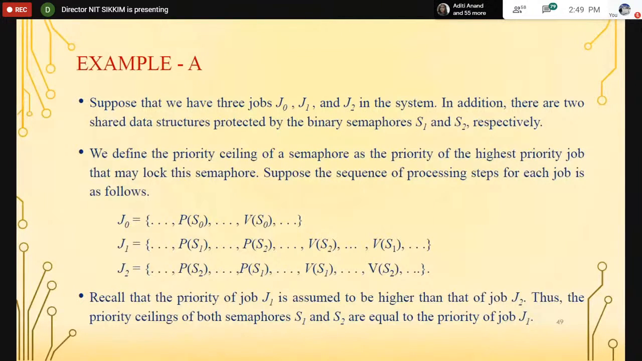Job J1 needs the two resources R1 and R2, guarded by the semaphores S1 and S2. The sequence of need of your resources is also shown here. J1 needs R1 first, followed by R2, while J2 needs S2 followed by S1. So this is the sequence of operations. Now we have to see whether there is a deadlock or not, and then what is going to be the problem of the chain of blocking.